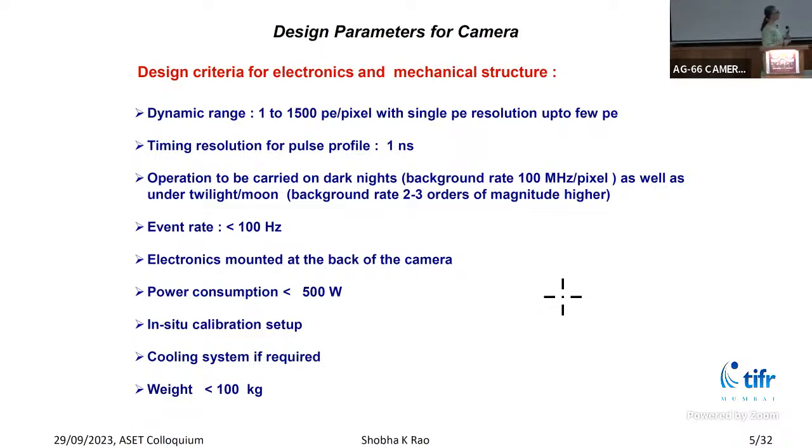Now, this entire electronics will be mounted behind SiPM pixels. So there is restriction on the weight of the entire camera assembly. It should be within 100 kg.